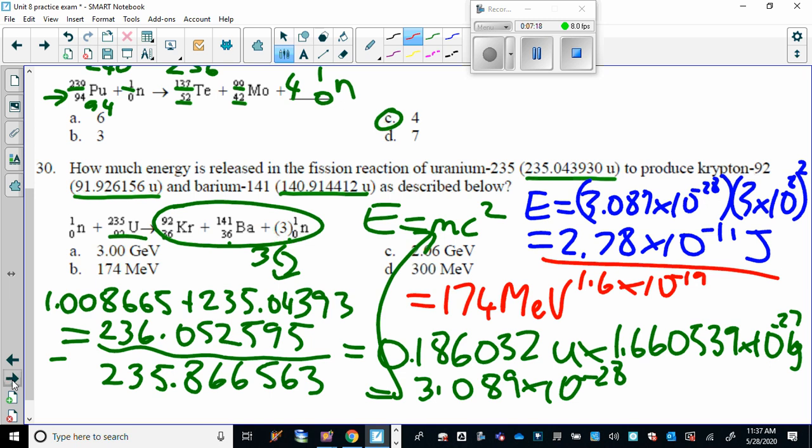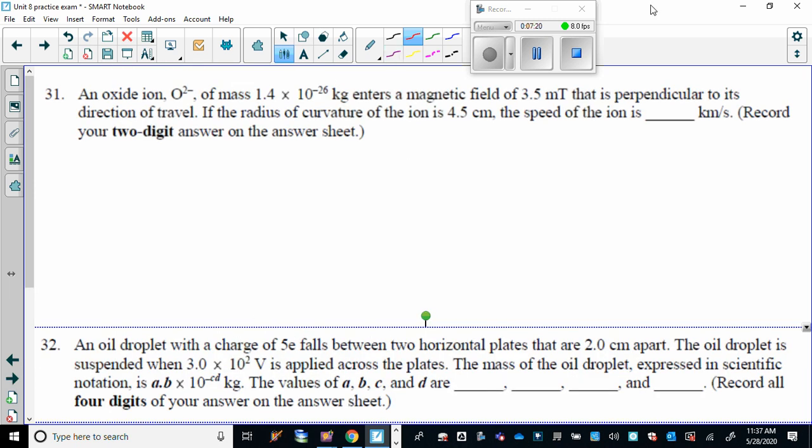Moving on to the numerical response. An oxide ion with this mass enters a magnetic field perpendicular to the direction of travel. The radius of curvature is 4.5. The speed of the ion is... All right, does sound familiar? We've got a charged particle moving in a magnetic field. The centripetal force must equal the magnetic force.